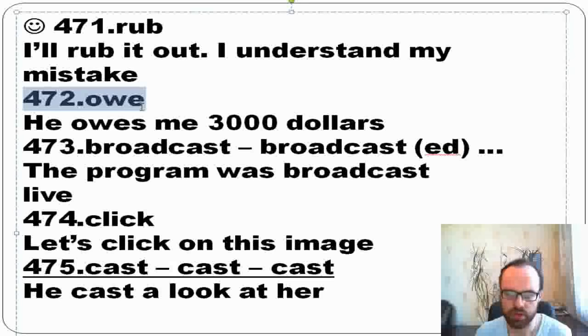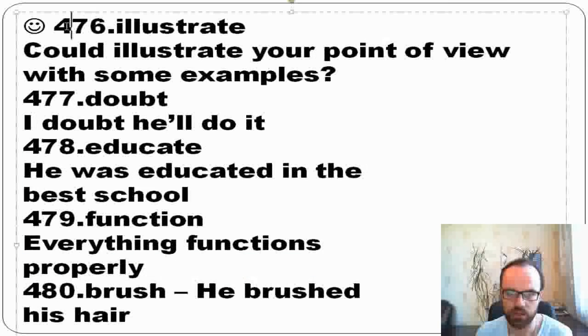Broadcast, broadcast, broadcast, or it can be a regular verb, broadcast, broadcasted, broadcasted. The program was broadcast live. Click. Let's click on this image. Cast, cast, cast. He cast a look at her. Illustrate. Could you illustrate your point of view with some examples? Doubt. I doubt he'll do it. Educate. He was educated in the best school.